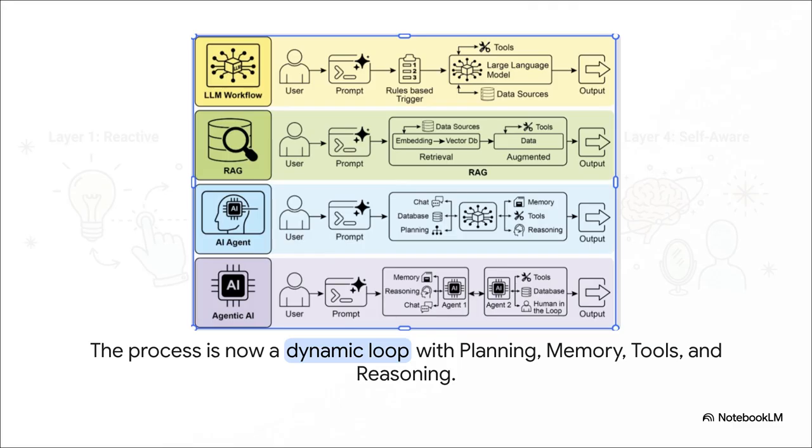So as you can see, the process is no longer a straight line. It's a dynamic loop. The agent can now plan its actions. It can remember past interactions. It can use external tools like your calendar or a travel website. And it can reason about the best path forward to hit that goal.